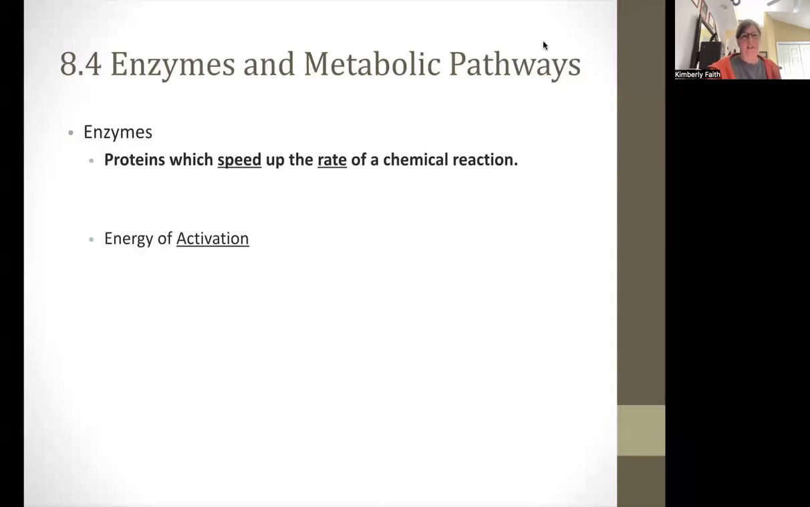All right, let's finish up chapter 8 here with enzymes and metabolic pathways. So, enzymes are proteins which speed up the rate of chemical reactions. Most enzymes are proteins, not all, not all. Some are made up of RNA. We are also going to talk about the energy of activation. How can we get these chemical reactions to start?